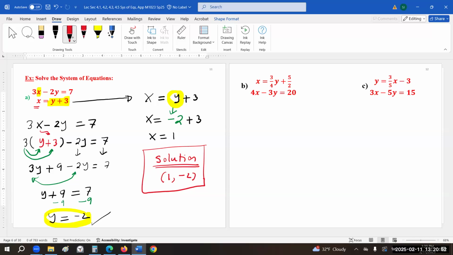Substitution. Try substitution. For now, try substitution. When you learn the elimination, then you can use elimination.